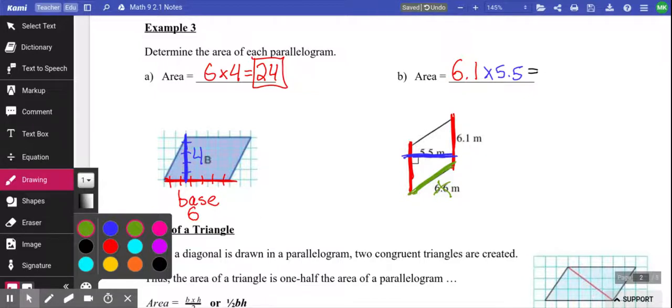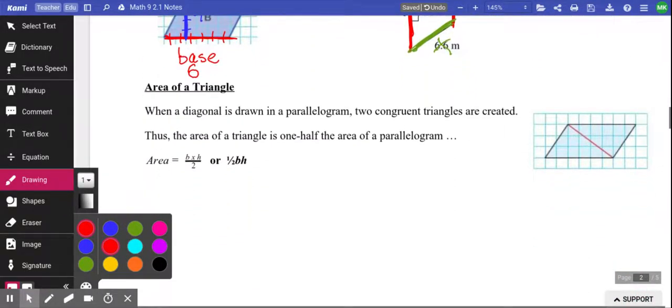Do you have the answer? Yeah. What is it? 33.55, and it said to round to the nearest tenth. So if I rounded that, it would be 33.6 because the number next to it was 5 or bigger, so I rounded up. Meters squared. Yeah. For area, it'll always be the unit squared.